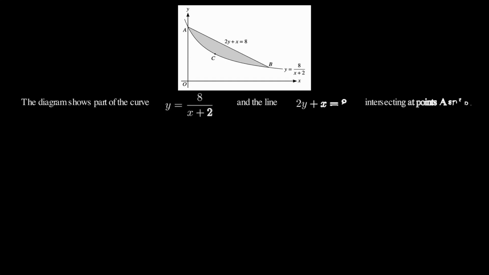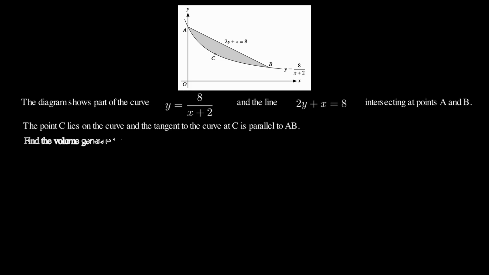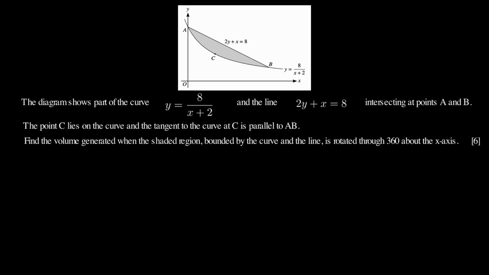In part B of problem 11, it says, find the volume generated when the shaded region bounded by the curve and the line is rotated through 360 degrees about the x-axis. First, I want to mention that the formula for the volume is not given in the MF19 formula sheet, so we have to know it by heart.